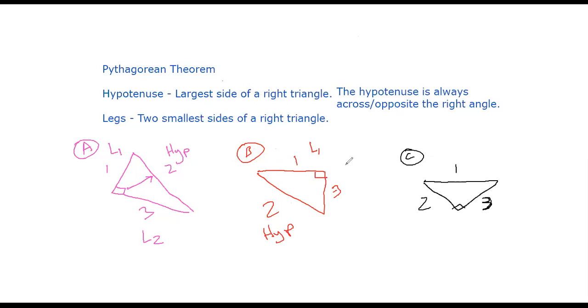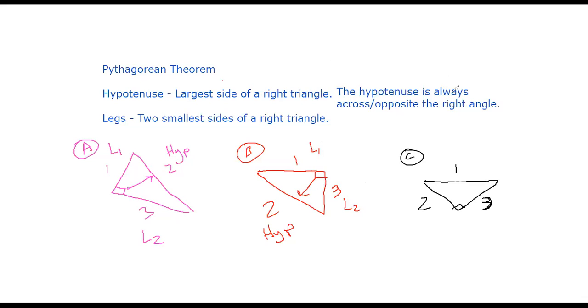The hypotenuse is the side opposite the right angle, and the legs are the sides next to the right angle. That's another way to think of it. It doesn't matter whether you call it leg 1 or leg 2; they're both just legs and can be switched around. This can be leg 1 or leg 2, and this can be leg 1 or leg 2.